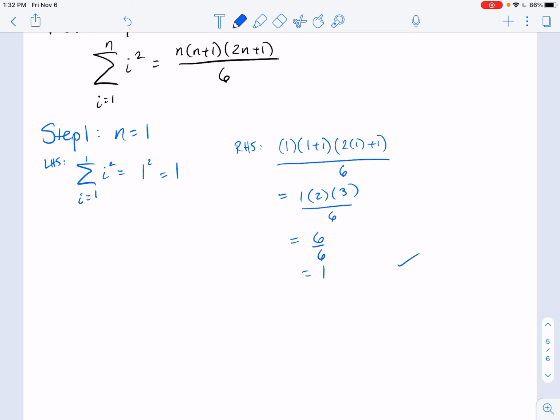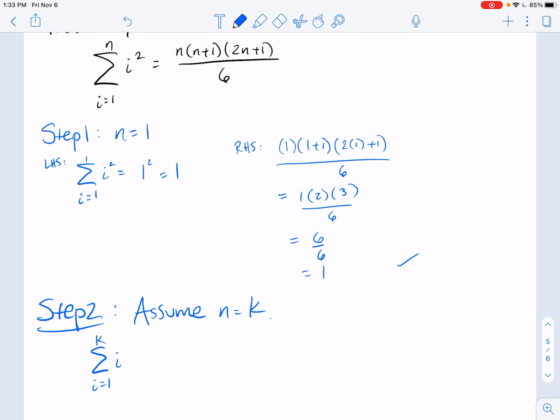Okay, step 2 says, assume n equals k is true. So what we'll do is we'll say, all right, the sum as i goes from 1 to k of i squared is equal to k times k plus 1 times 2k plus 1, all over 6. By the way, k is your favorite letter because it's my favorite letter, so it gets to be your favorite letter. Okay, that was step 2.